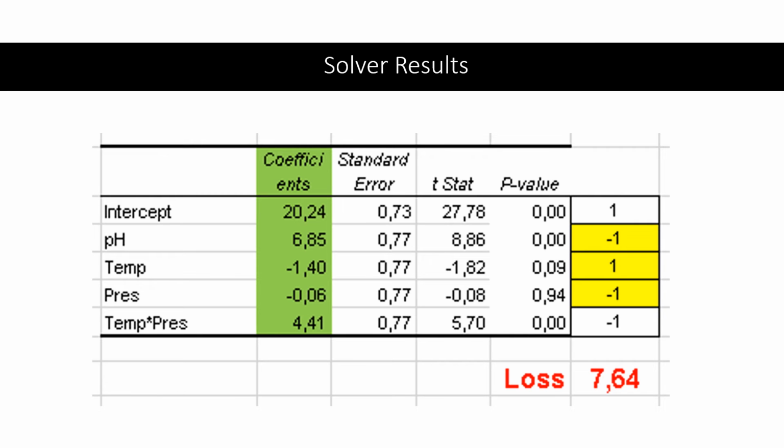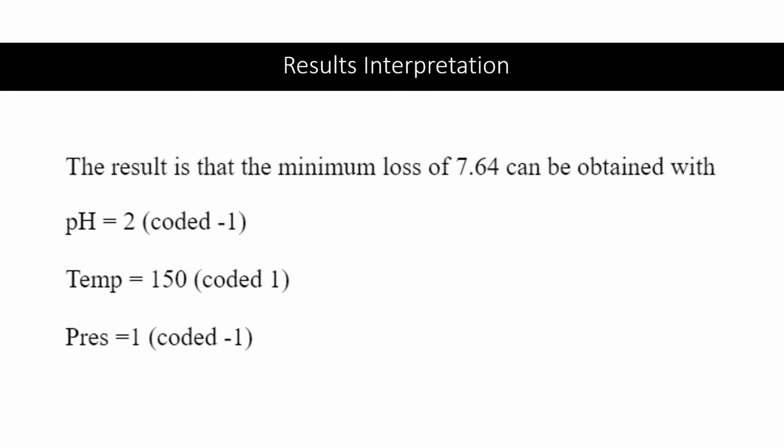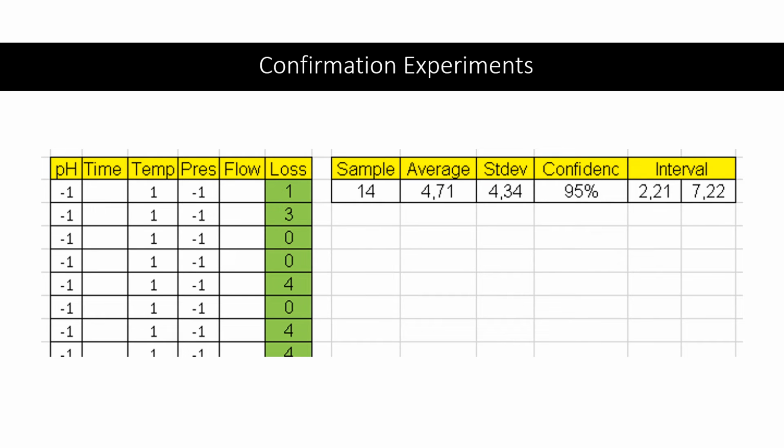Solver gives us these results, the optimal values of pH, temp and press, to obtain a minimum loss of 7.64. The result is that the minimum loss of 7.64 can be obtained with pH equals 2, coded -1. Temp equals 150, coded 1. Press equals 1, coded -1. We would now run confirmation experiments to validate these optimal values.